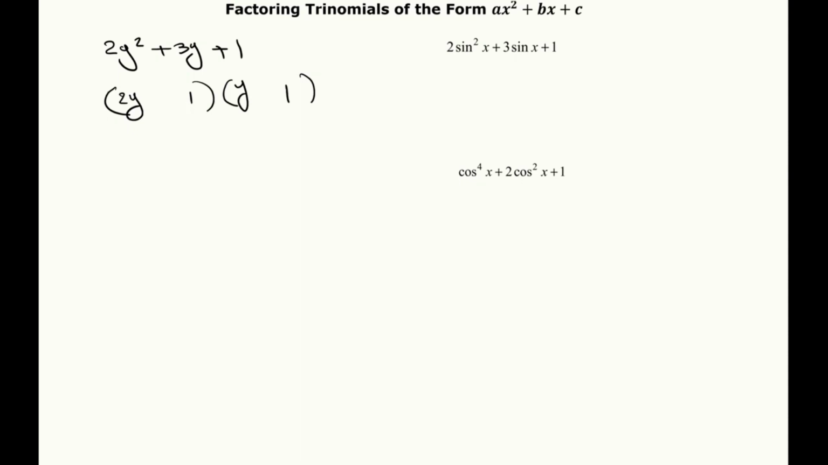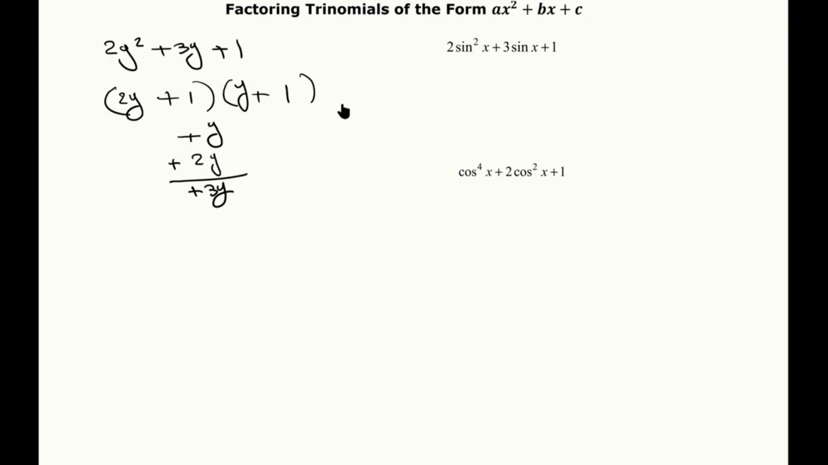These are all positive, but nevertheless, you always want to make sure that this inner product, which is y, and the outer product, which is 2y, add up to the middle term, which is positive 3y. And that's why I usually don't put the signs till I realize what they need to be. And in this case, it's simple. Since they're all positive, obviously to get 3y out of y and 2y, they'll both need to be positive as well. So we'll have plus and plus.